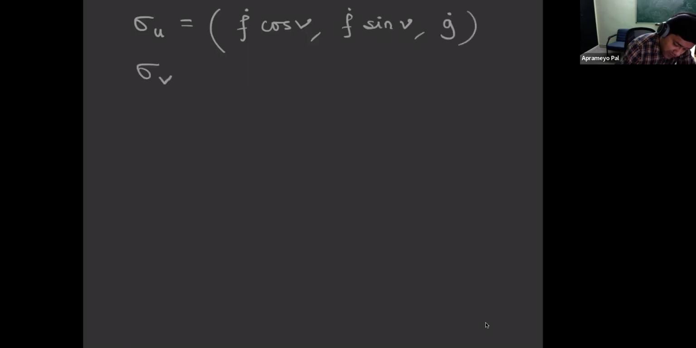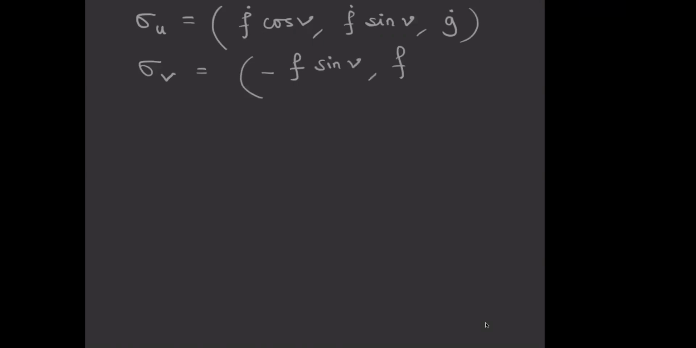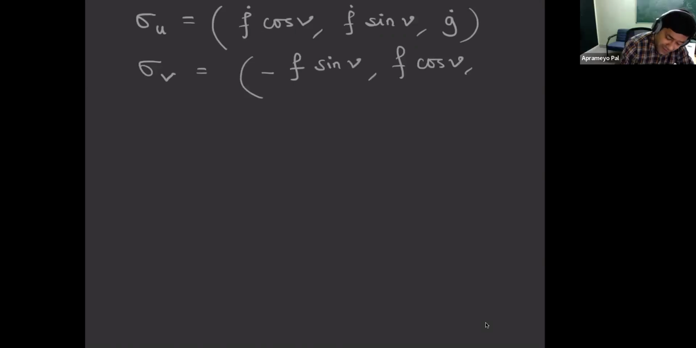So then again, we can compute sigma u, and this you could check. It's very easy: f dot cos v, f dot sin v, g dot. And then similarly, sigma v would be minus f sin v, f cos v, and 0. I hope you are following, right? I'm just taking the derivatives, nothing complicated. Yes, perfect.